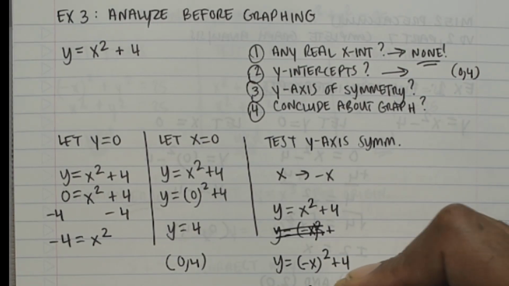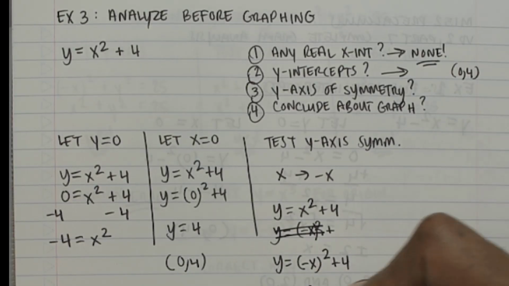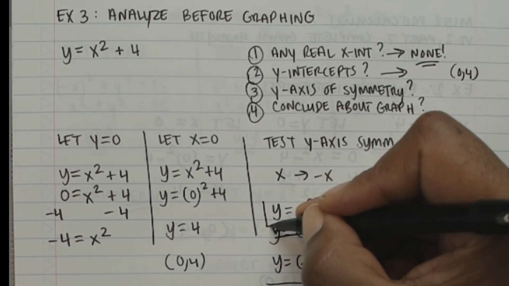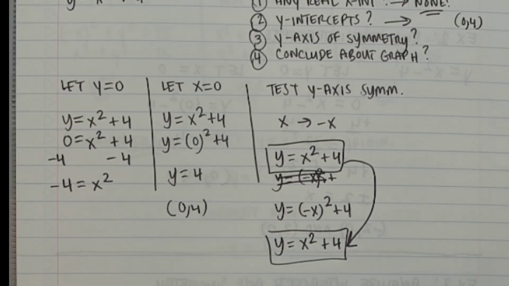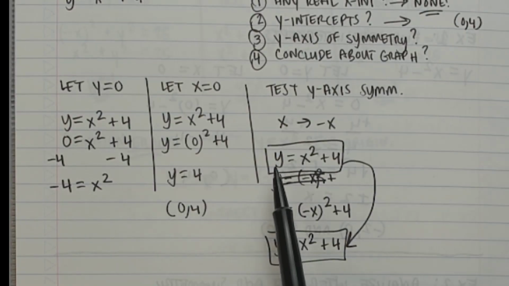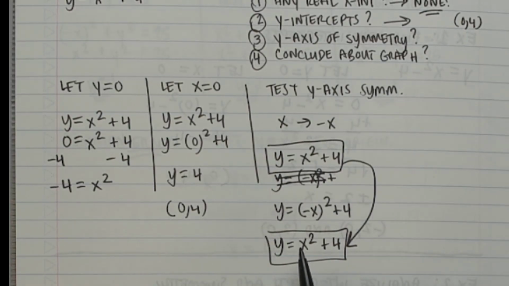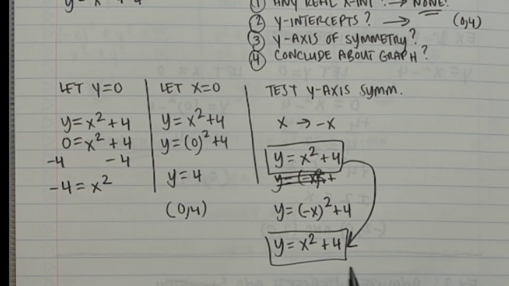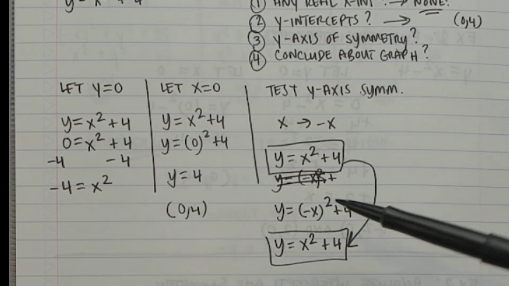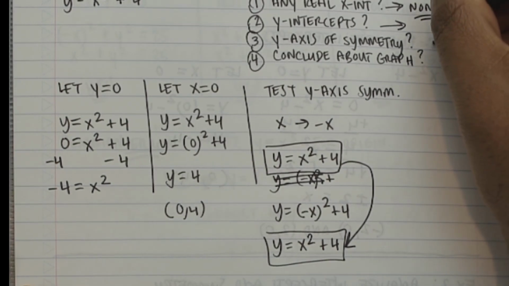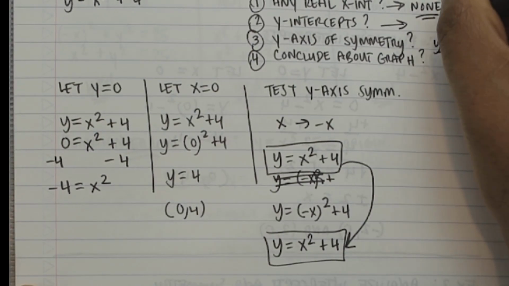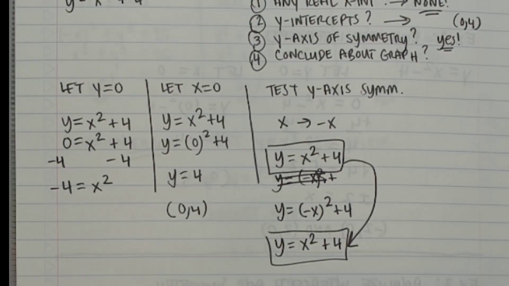Y equals x squared plus 4. So notice we started here and we ended there. Okay. We started at y equals x squared plus 4. We ended at y equals x squared plus 4. So the equation remains unchanged. Therefore, this graph has y-axis symmetry. So the answer would be yes. So we've determined that.